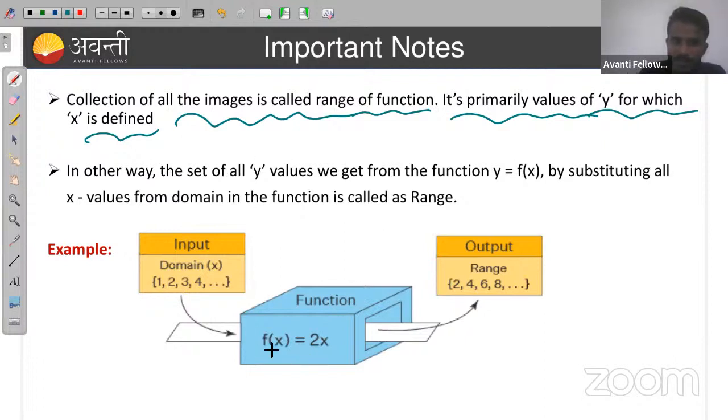Let's say the function is y equals f of x is equal to 2x. If you fix the domain as 1, 2, 3, 4, what will you get? You get all the even numbers, because if we are multiplying by 2, the image of 1 will be 2, 2 will be 4, 3 will be 6, 4 will be 8. So 2, 4, 6, 8. Okay, done. So this will be our range, this will be the domain, and this is our function.